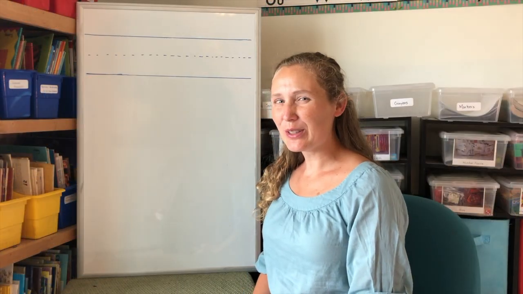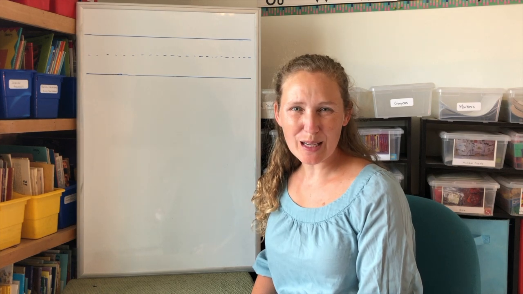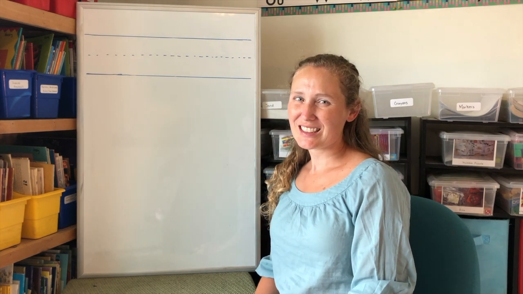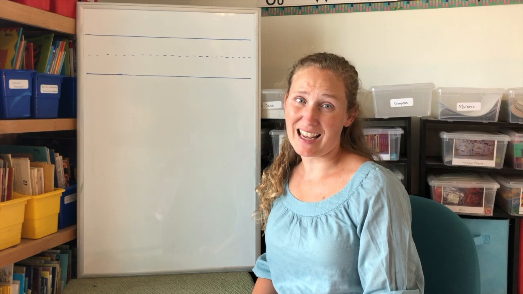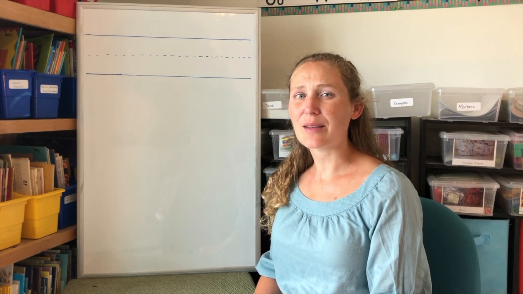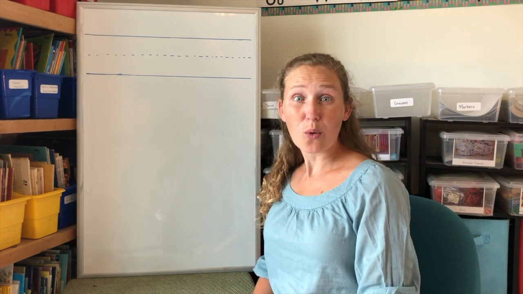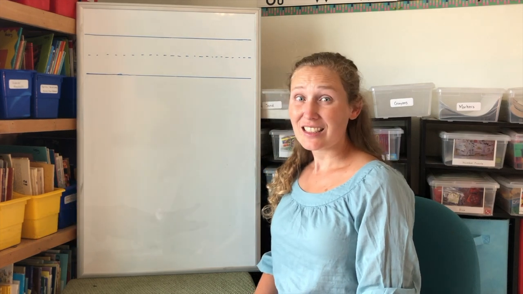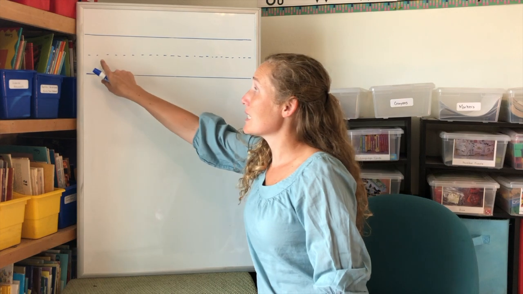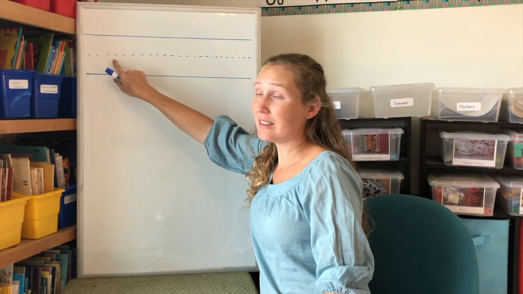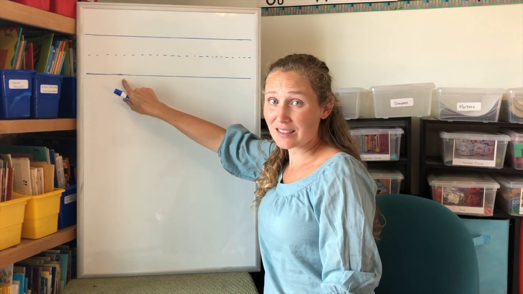How about you get a piece of paper and I'll get my whiteboard and we'll practice writing the letter A. Do you have paper? Are you ready to write with me? Good. Let's start with the lowercase a. We use the lowercase a most often. We use it for words like apple or alligator. Lowercase a stays between the middle dotted line and the bottom solid line.